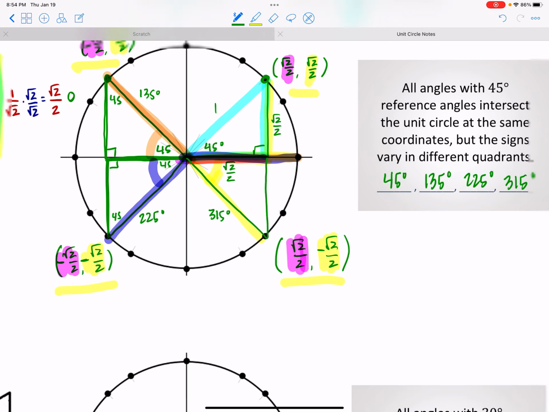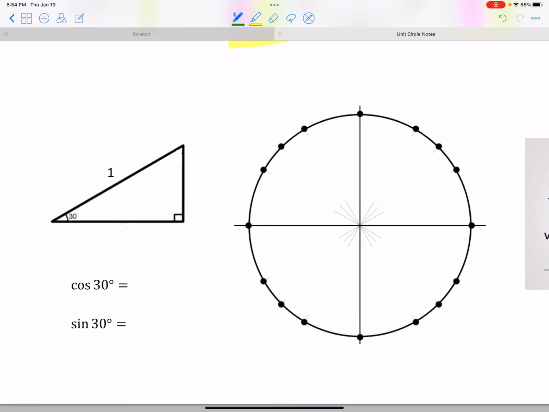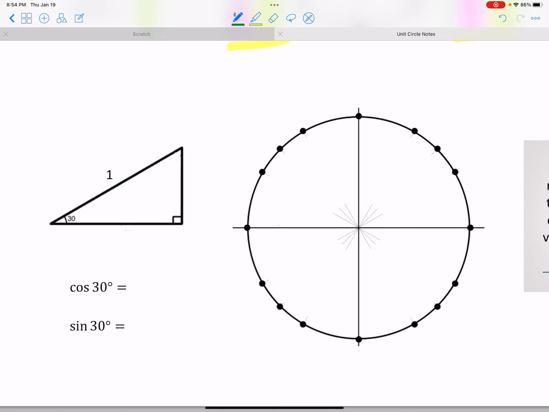Okay, let's do it again. Sorry if I'm breathing loud into the mic here. We're going to look next at a 30, 60, 90, and I'm going to focus on the 30 degree angle for a second.